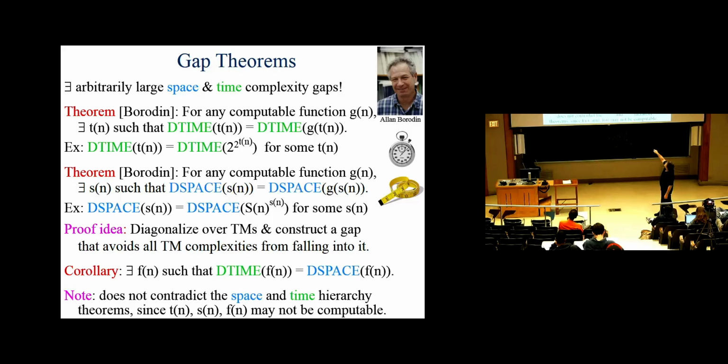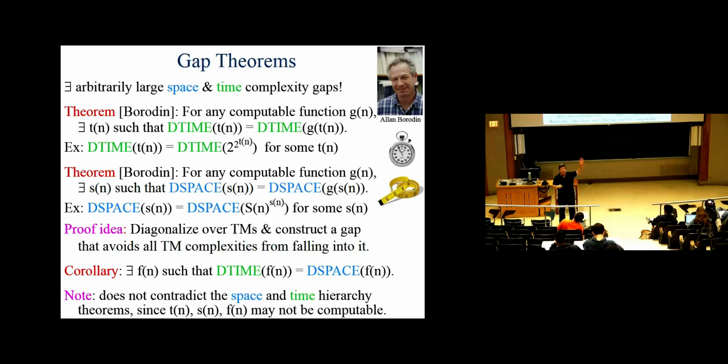So in particular, that means there is some function t such that deterministic time 2 to the 2 to the t is equal to deterministic time t for some weird function t. In other words, there's a gap between linear and double exponential for weird enough function t. Now you know why we had this technical caveat on the space and time hierarchy theorems. We said that these space functions s and these time functions, t1 and t2, have to be computable.